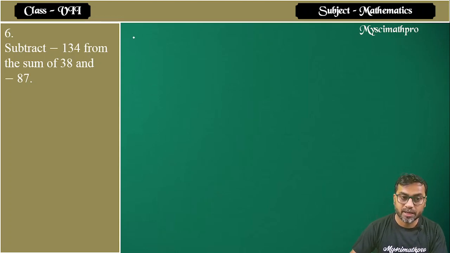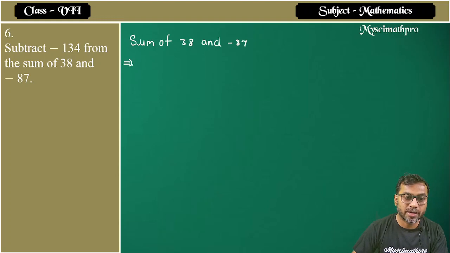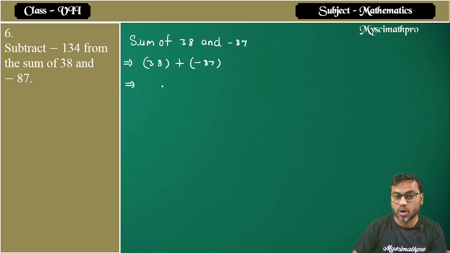So student, in the first part we have to find the sum of 38 and minus 87. So according to method, we can write 38 plus minus 87. And student, you know very well, 38 is positive integer, minus 87 is negative integer. So according to rule number 2 of addition, we subtract the value.